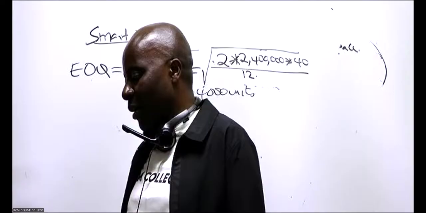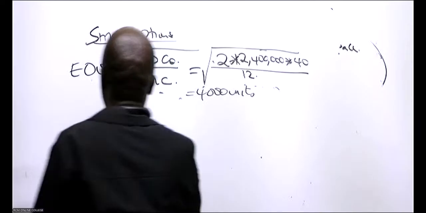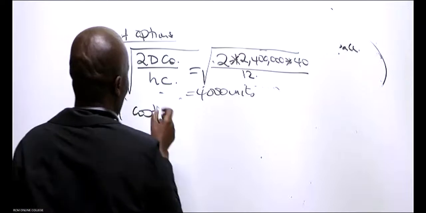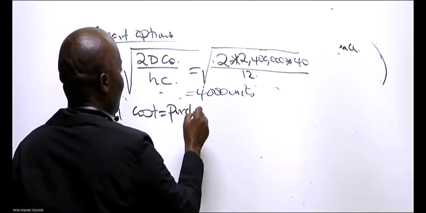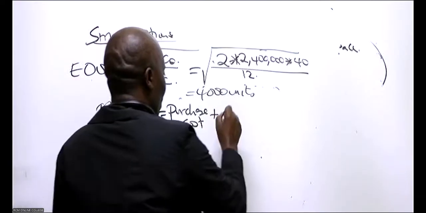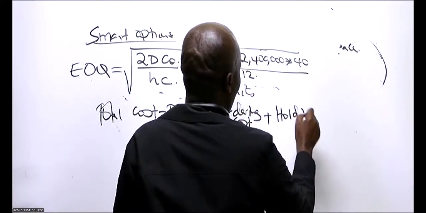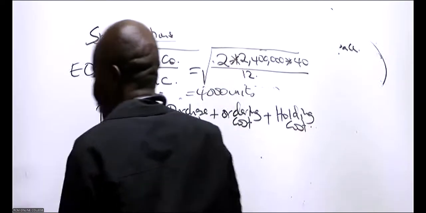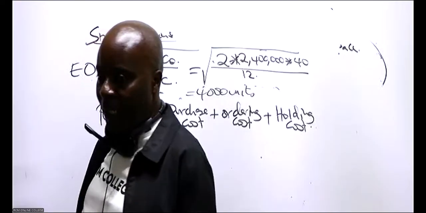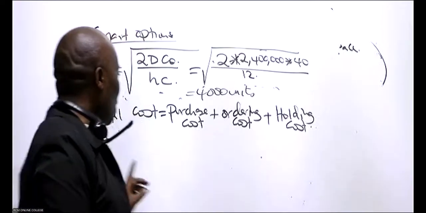Great. So then the examiner will ask you for total cost. How do we get this total cost? So this total cost will be the purchase cost plus ordering cost plus holding cost. So anytime they ask you for total cost, not total relevant cost. When they say relevant, they want these two only, this and this. I'll be able to explain that. But here they want total cost.